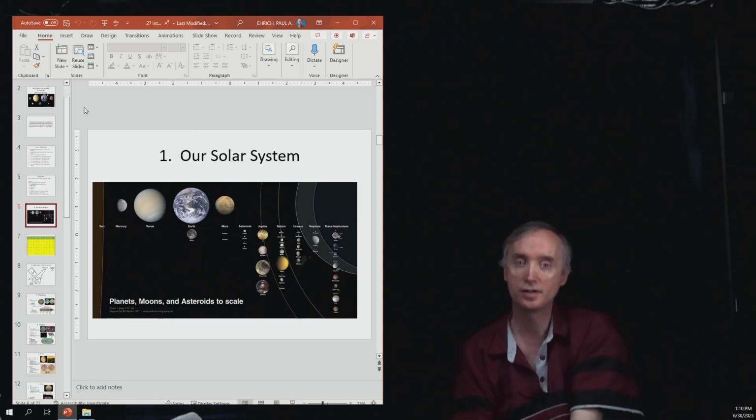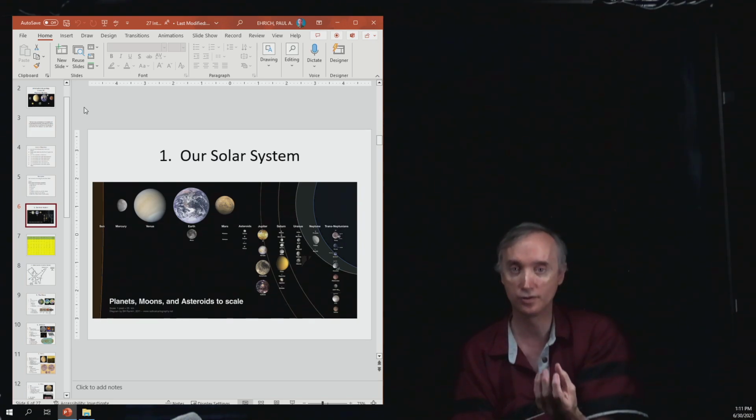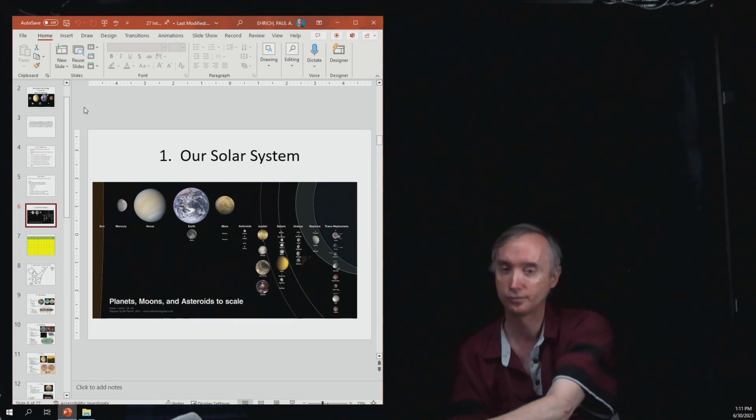All right, so this is a picture of our solar system, and it shows you how large these various objects are in comparison to the Earth. And this is going to be very important. So size does matter when it comes to planets and moons.